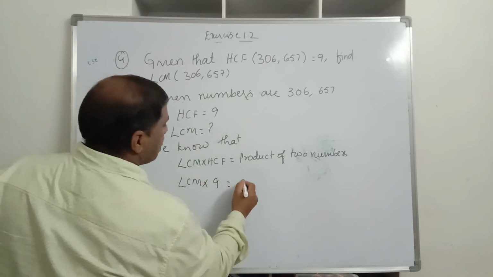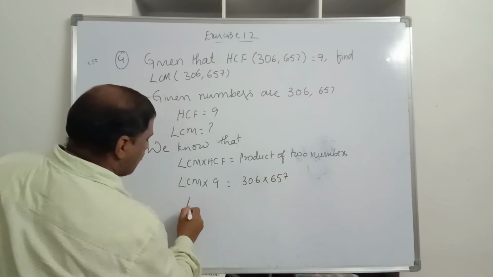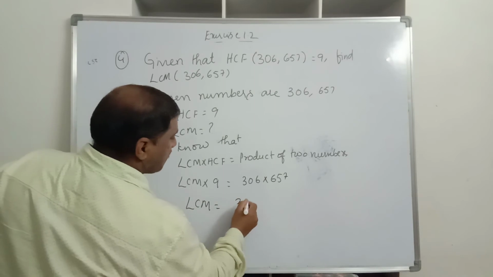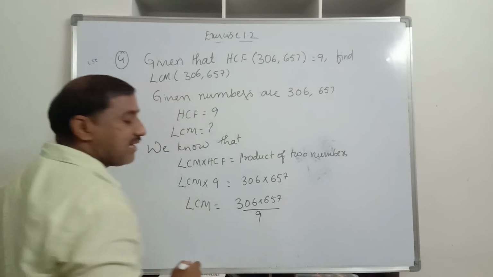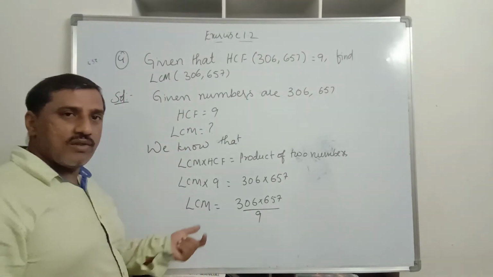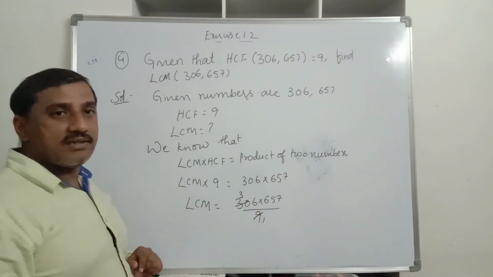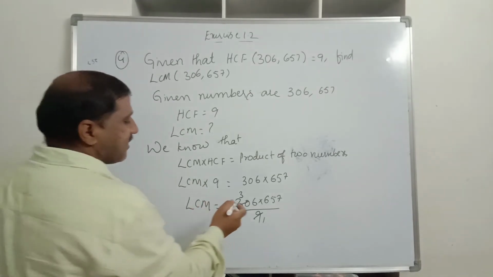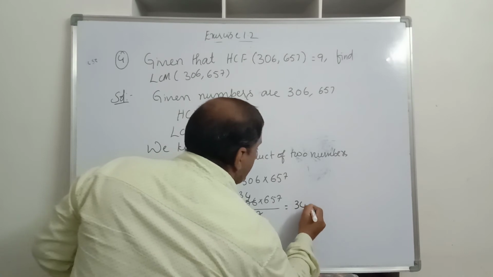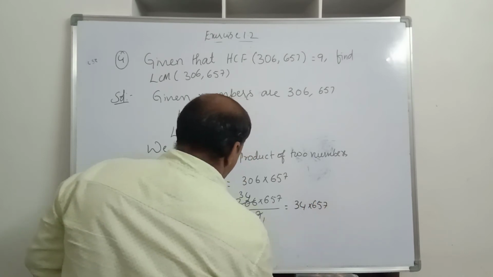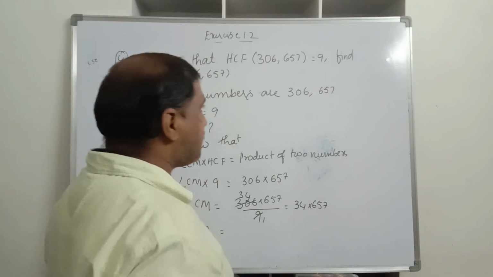So here, LCM we wanted to find. LCM into HCF, which is 9, is equal to the two numbers, 306 into 657. Now we wanted to find the LCM, therefore it is 306 into 657 divided by 9. So do the calculations. 9 ones are 9, 9 threes are 27. 30 minus 27 is 3, bring down 6, 36. 9 fours are 36. That is equal to 34 into 657. How much will we get? We'll find out. Therefore LCM is equal to 34 into 657.